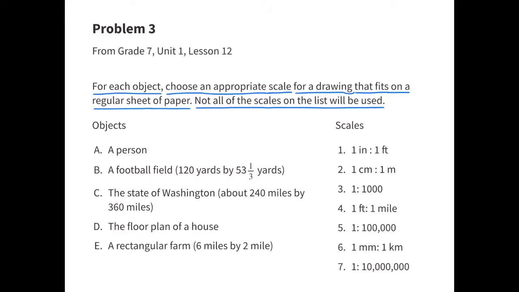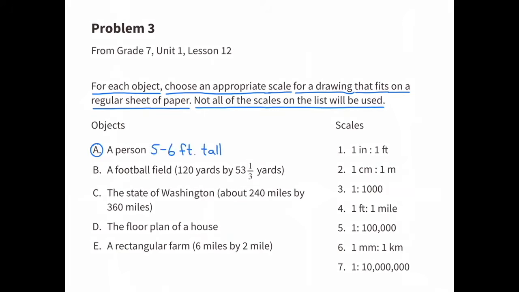Number 3. For each object, choose an appropriate scale for a drawing that fits on a regular sheet of paper. Not all of the scales on this list will be used. A. A person. Well, the average height for an adult person is probably between 5 and 6 feet, so let's use 5 and 6 feet. A 1 inch to 1 foot scale would work. A 6 foot tall person would be drawn 6 inches tall on the scale drawing.